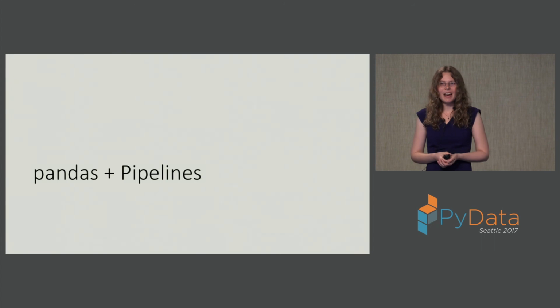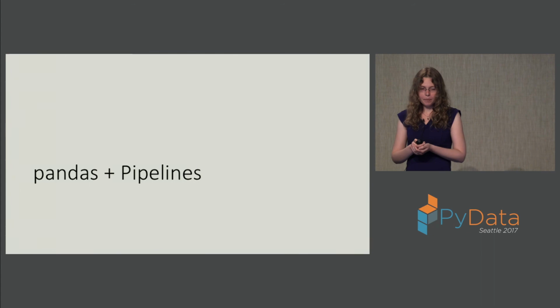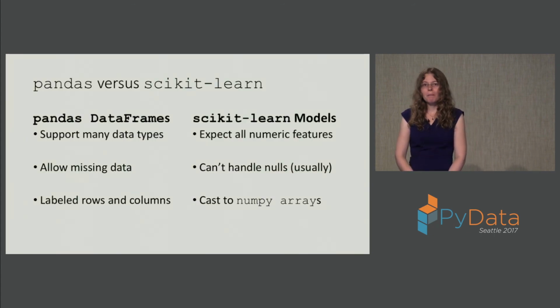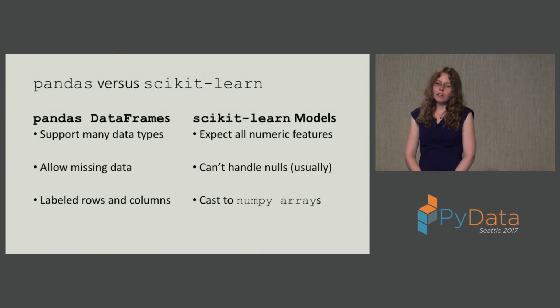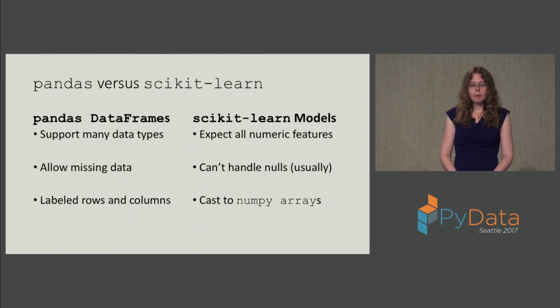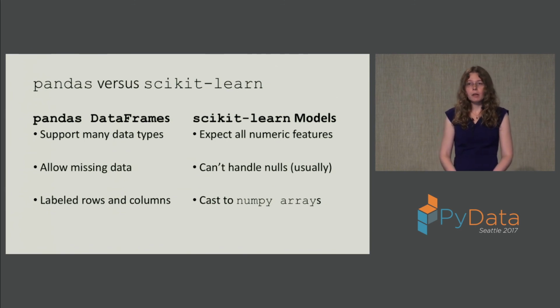All right, so I've hinted at the complication of using pandas and pipelines together, but I'll dig a little bit more into it. Pandas data frames support many data types, whereas scikit-learn models usually expect all the features to be numeric. Pandas data frames allow for missing data, but most scikit-learn models can't handle nulls. And finally, pandas data frames have labeled rows and columns, which is really useful when you want to interpret your model. If it says, oh, feature 42 is really important, great, what the heck is feature 42?